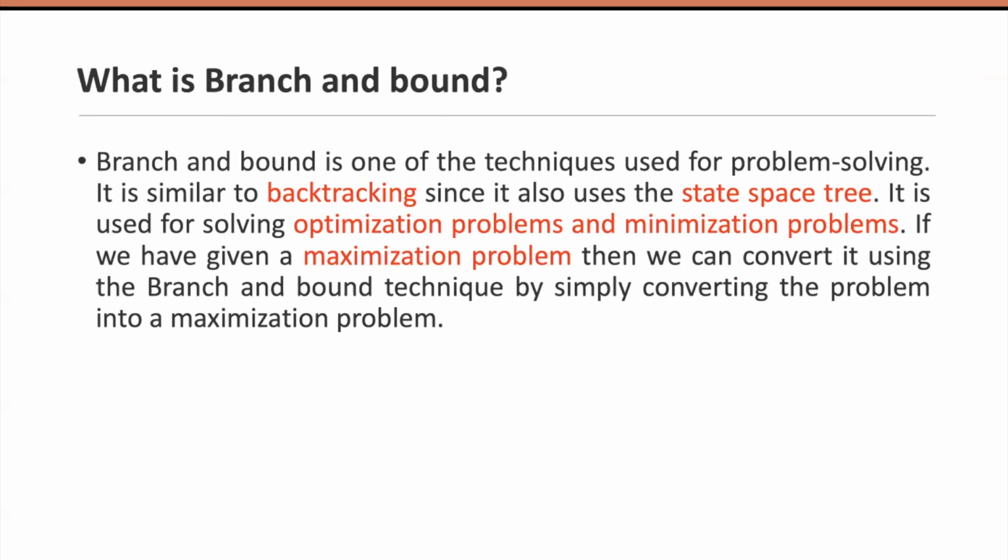So if you're given a maximization problem, that also can be solved by the branch and bound method. What we have to do is convert it into a minimization problem in order to use the branch and bound technique. So it's possible to solve the minimization problem as well as the maximization problem by branch and bound.